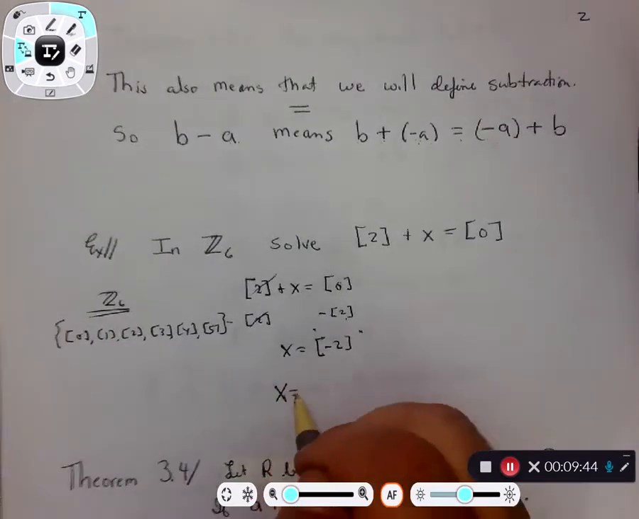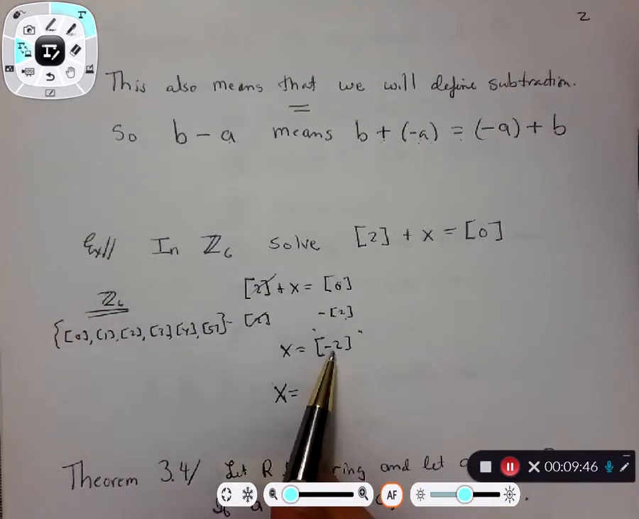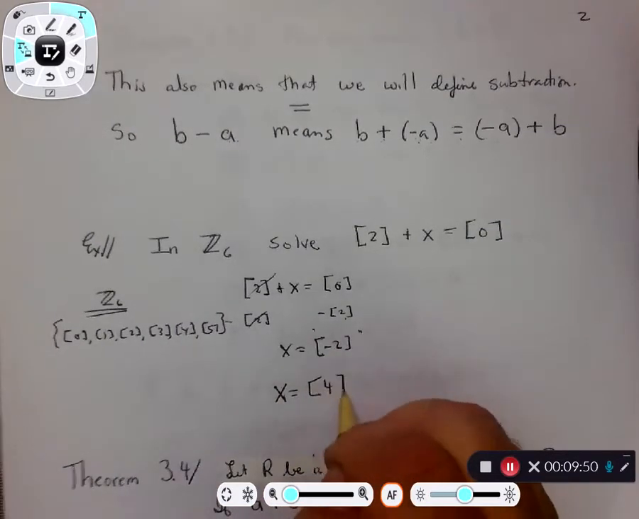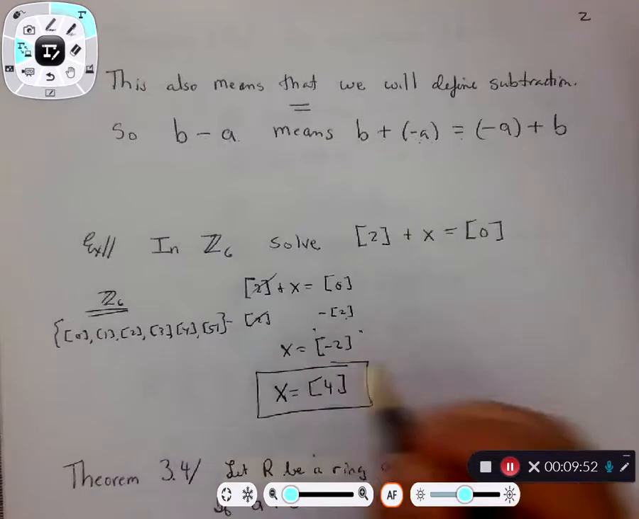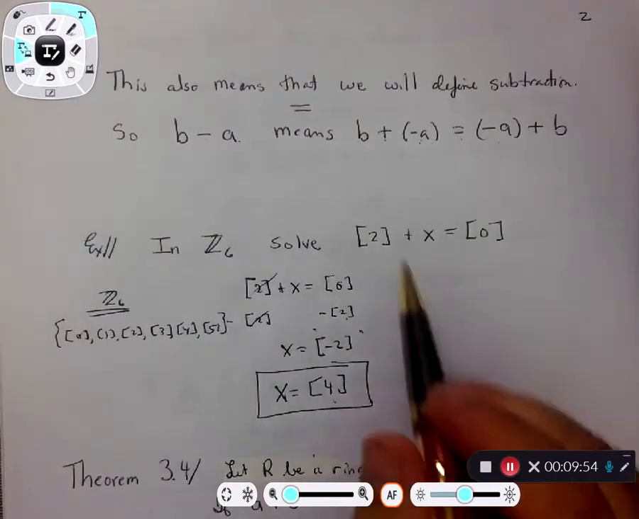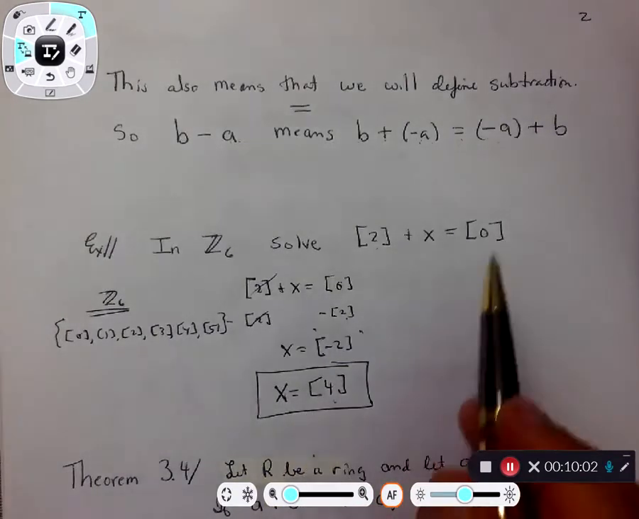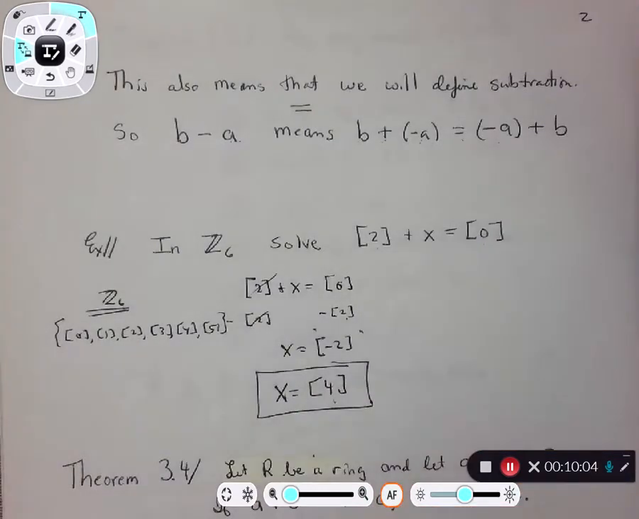Therefore, x is going to be equal to negative 2, which is equivalent to, if you just add 6 to it, equivalence class 4. So actually, equivalence class 4 is the additive inverse of equivalence class 2, because 2 plus 4 is equal to 6, but that's 0 in Z6. So you kind of have to pay attention to the notation of whatever you happen to be playing with. Okay?